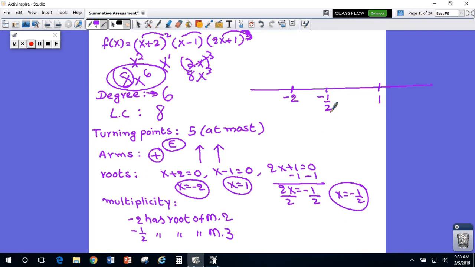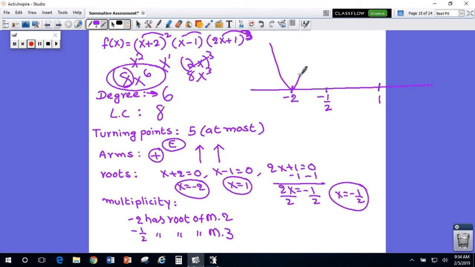Okay, we know that the arms of the graph both go up, right? So at negative 2 you have a multiplicity, right? So it bounces back. It comes from here and it bounces back, okay?